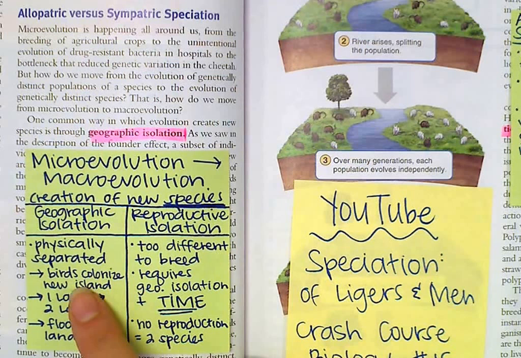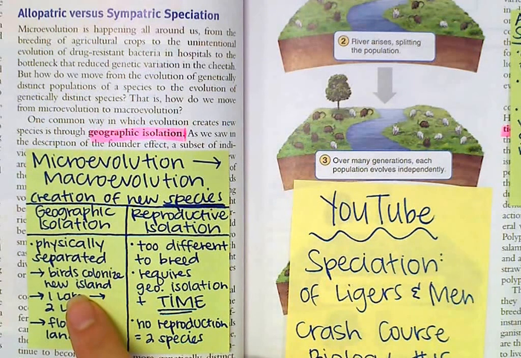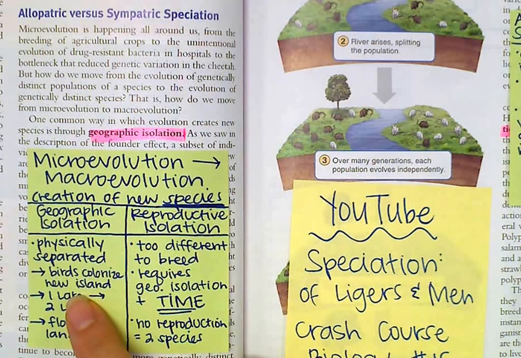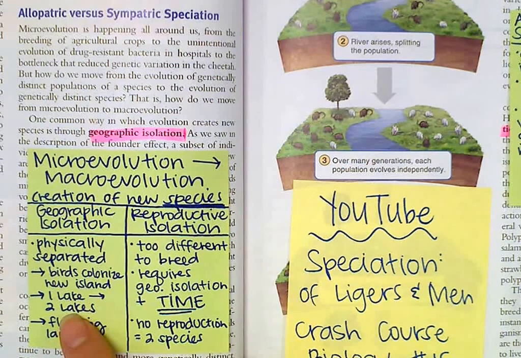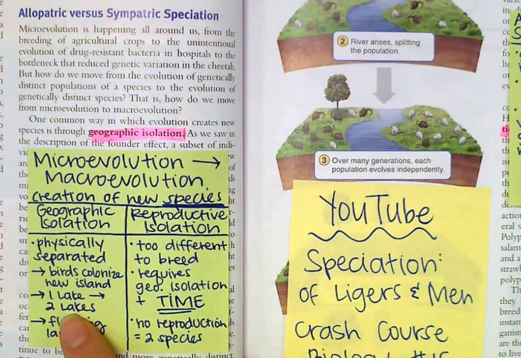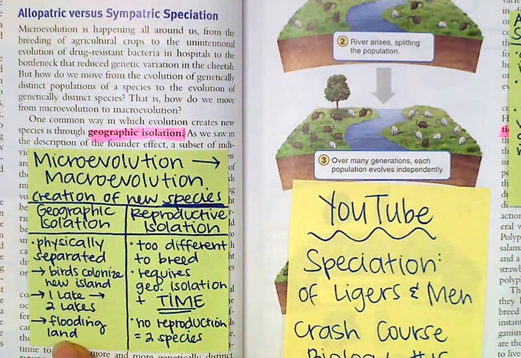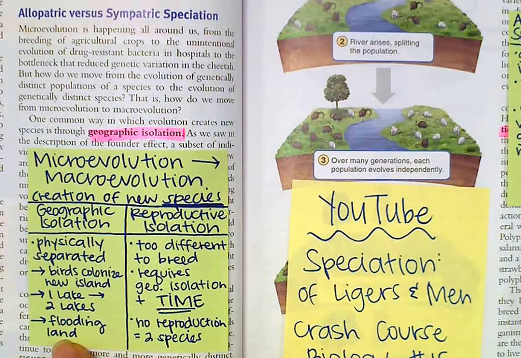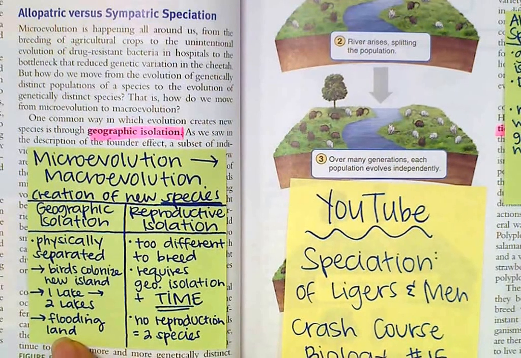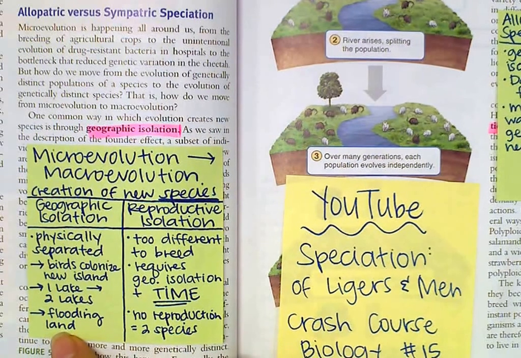For example, maybe a bunch of seagulls go and colonize a new island, okay? Or maybe one lake dries up, or some land builds up in the middle of it and it becomes two lakes. Or sometimes we can have floods or a volcanic eruption or something like that that moves water and ends up flooding land. So that can make populations geographically isolated, okay? So individually distinct from one another.